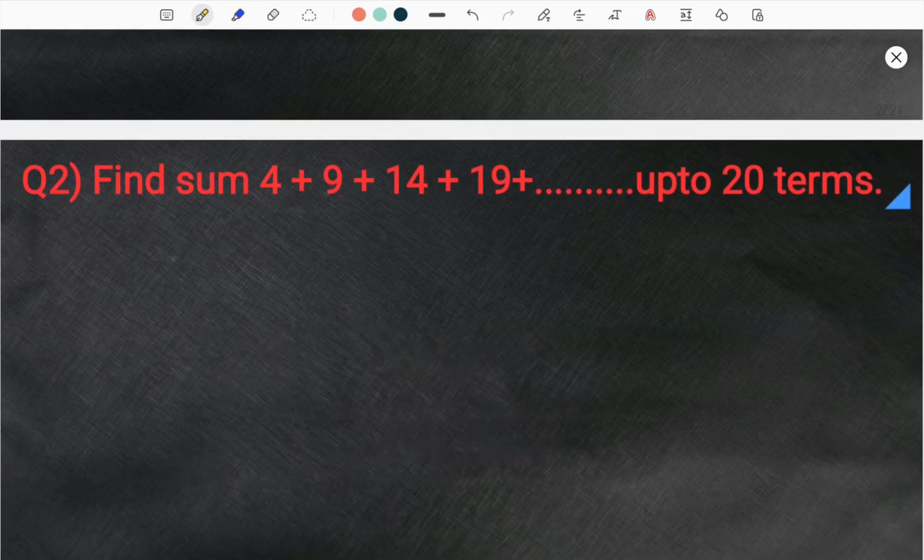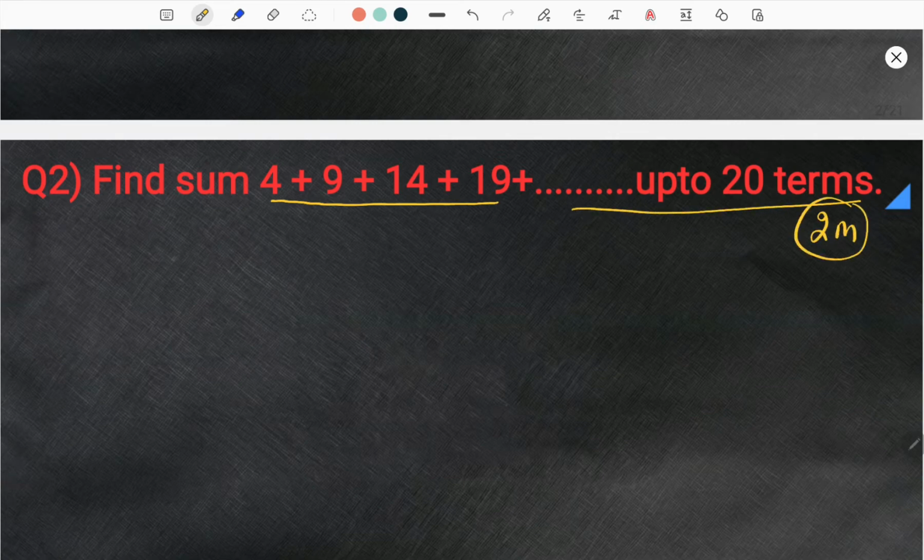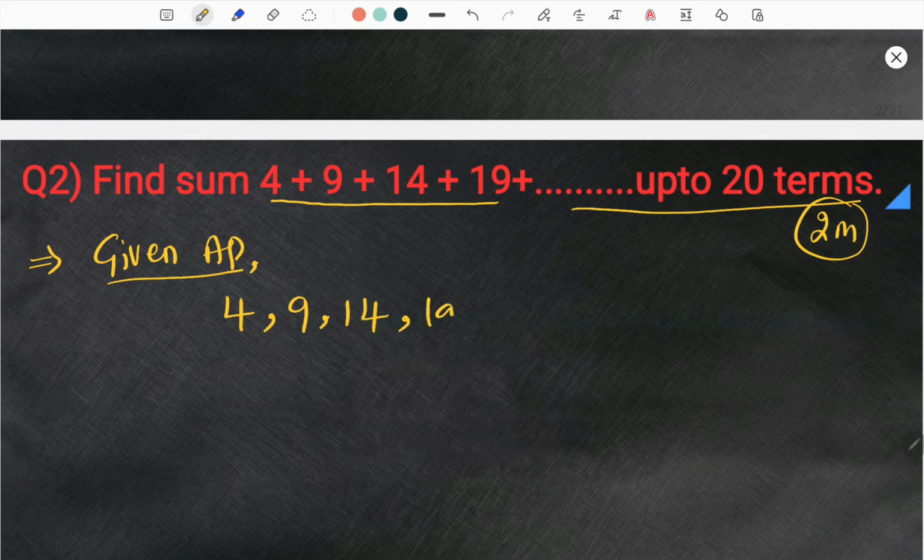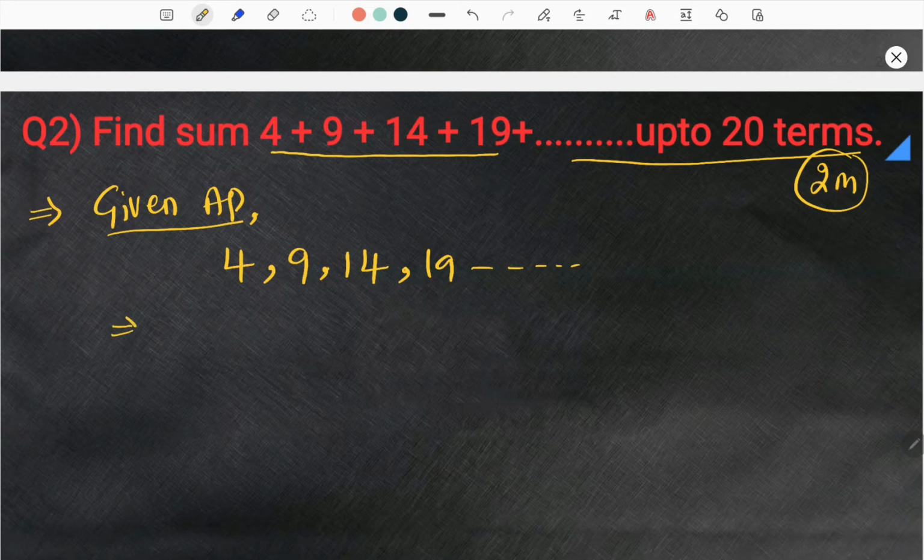Now moving forward to this question. Find the sum 4 plus 9 plus 14 plus 19 up to 20 terms. This can be asked for 2 marks. Every year this kind of question is coming. So what is the given AP? First of all you have to write the given AP. That is 4, 9, 14, 19, continuing up to 20 terms they are asking. That's okay, no issues.